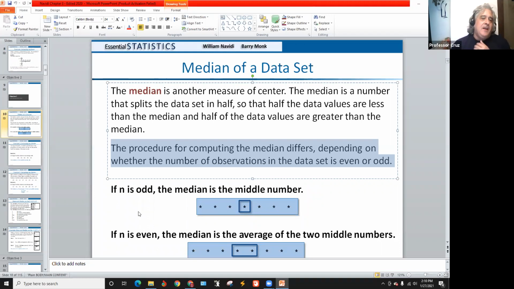Now, if you got an even number of pieces of data, well, you got to create a mean. So that just means taking the 2 middle ones. This is 8 of them. So there's not 1, but there's 2 in the middle. So we're going to just take the mean, or the average, of those 2 middle values.